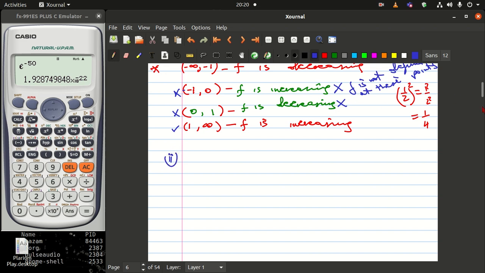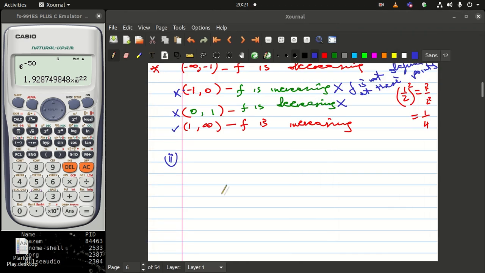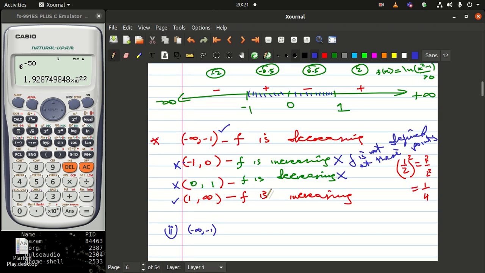And then the second, Roman numeral 2, what was it actually saying? So Roman numeral 2 was saying use the first derivative test to classify the critical points. What is important here is that you can see there is an interval from minus infinity to 1, and then there's also another interval here, right? If you look at this interval, they are telling you the function is actually decreasing.